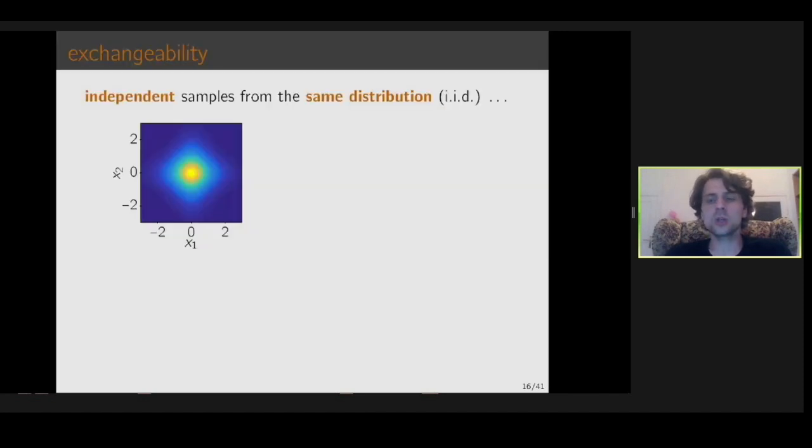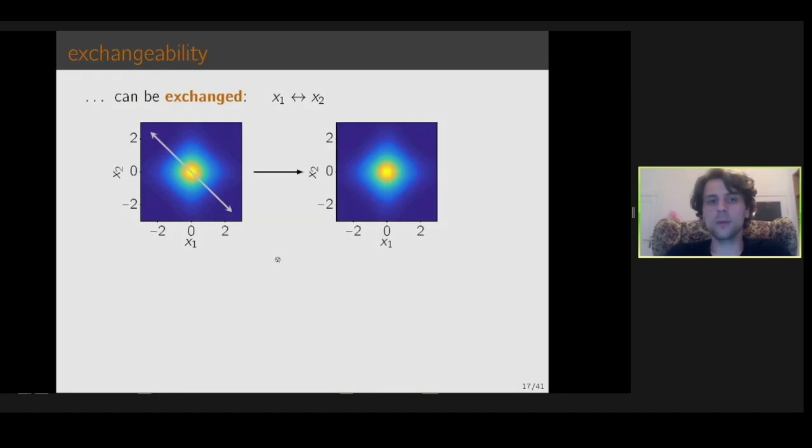So let's say we have just 2 data points or 2 random variables, x1 and x2, having this joint distribution. x1 and x2 are in this case independent from each other because there is no covariance between them. And they have the same marginal distribution, which means that they are independent samples from the same distribution, also called independent and identically distributed, which, by the way, is a special case of exchangeability. And independent samples from the same distribution can be exchanged. That is, if I'm here switching x1 and x2, the joint distribution stays the same.